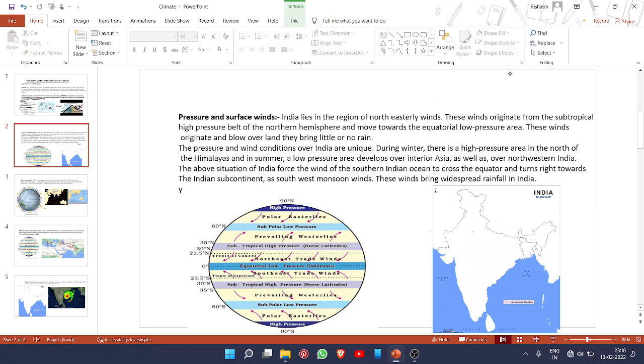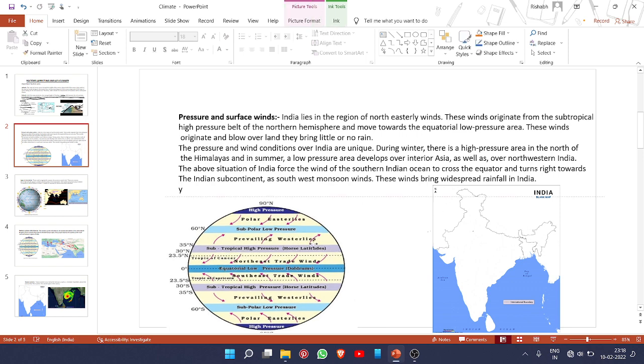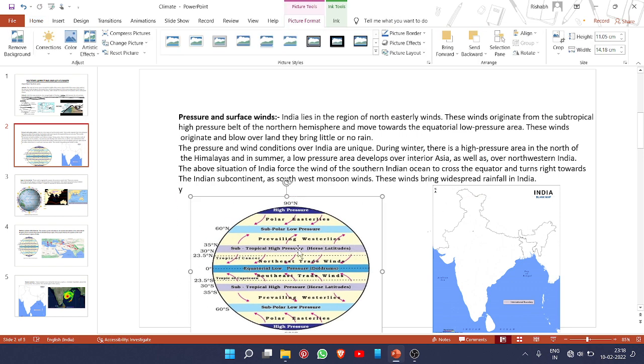So these winds, this is the subtropical high pressure belt. I think you are able to see the arrow, and this is the equatorial or tropical low pressure belt. The wind starts from high pressure and goes towards the low pressure zone. This is mentioned over here: the high pressure belt of the northern hemisphere, and the winds move towards the equatorial low pressure area.